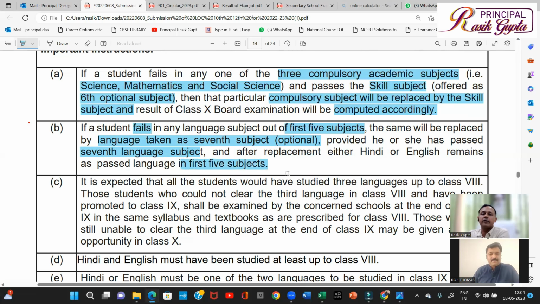तो जो language होगा वो first 5 में चला जाएगा additional वाला, जहां पे बच्चा fail हुआ है वो 5 में से additional में आ जाएगा नीचे.